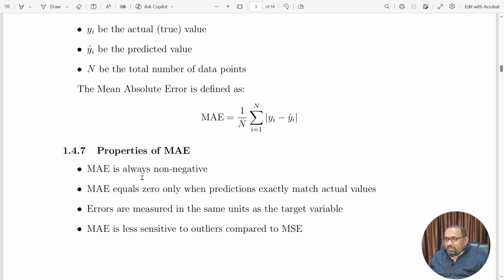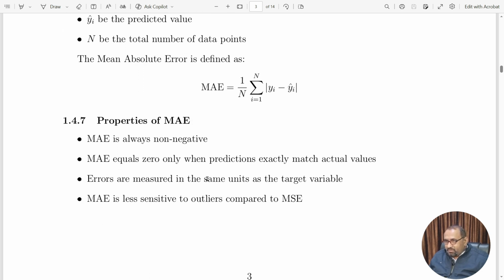Here are some properties. MAE is always non-negative; it will always be positive or 0. MAE equals 0 only when predictions exactly match actual values. When both the values yi and yi cap are equal, only then does it become 0. Otherwise, the error is measured in the same unit as the target variable, and MAE is less sensitive to outliers compared to MSE.